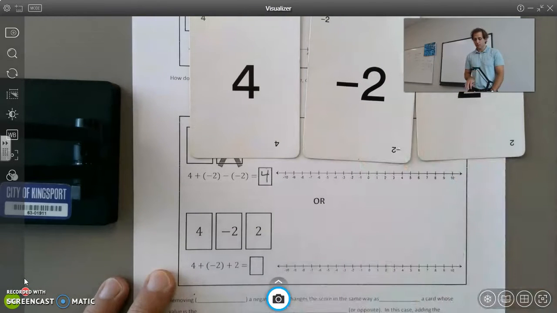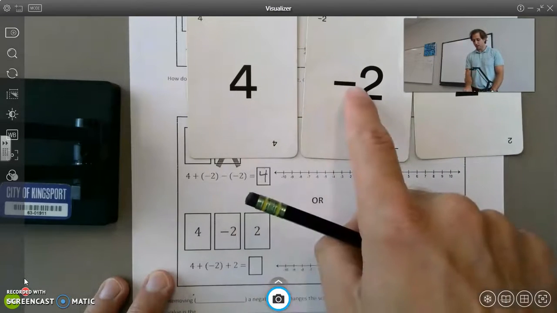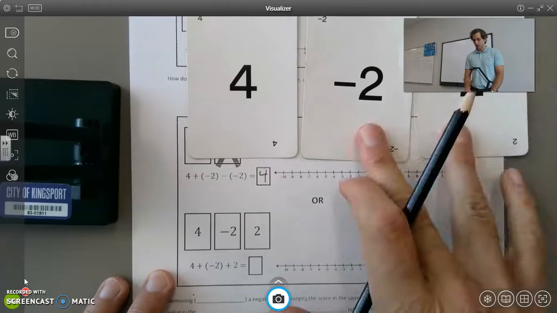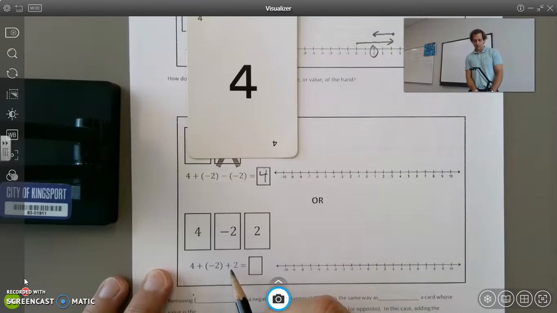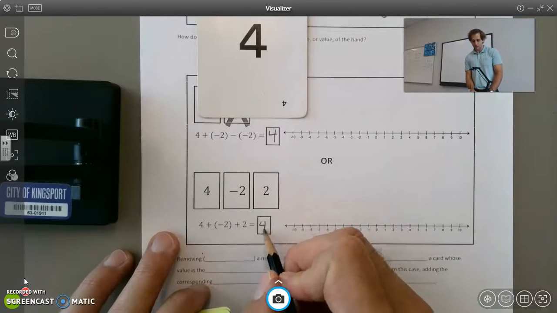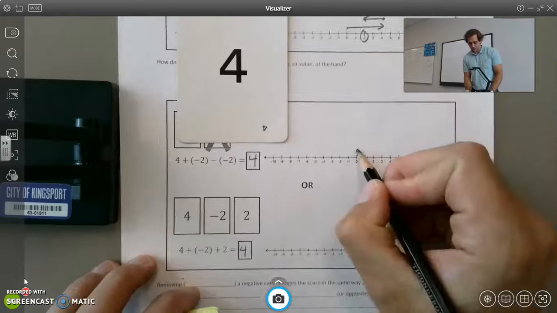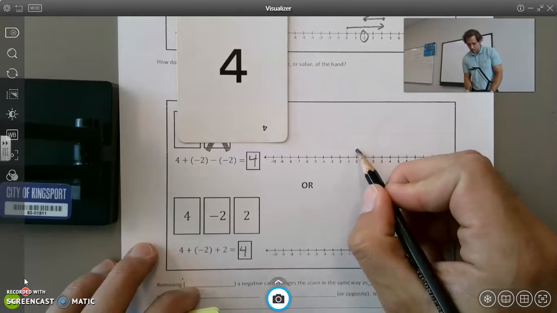Would my sum here still be 4? 4 plus negative 2 plus 2? Yes, it would. So subtracting the negative 2 is actually the same as adding the positive 2. Now let me just show you this on these number lines. We've looked at it with the cards. Let's go back to the number lines.